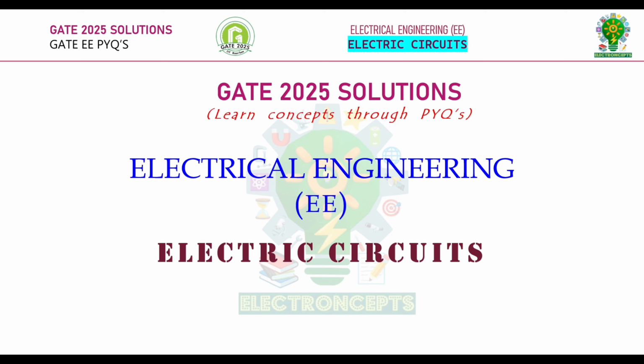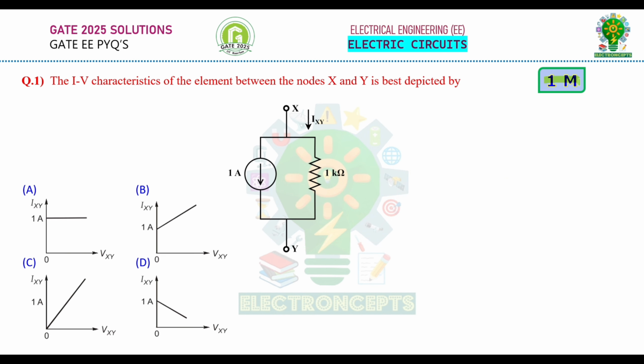In this video, we are going to discuss GATE 2025 questions from the subject electric circuits from the electrical engineering paper. Question number 1. This is a GATE 1 mark question. The IV characteristics of the element between the nodes X and Y is best depicted by. Here a circuit is given consisting of an ideal 1 amp current source connected in parallel with a 1 kilo ohm resistor.